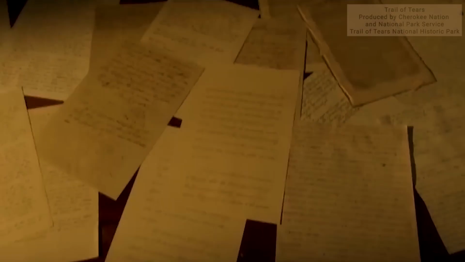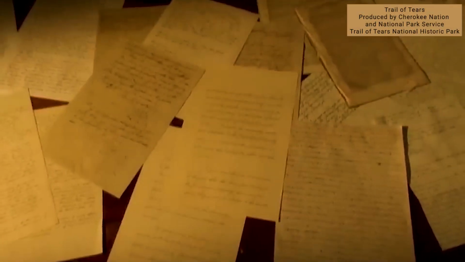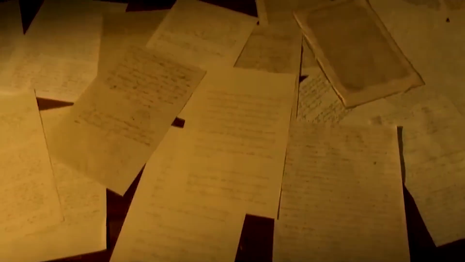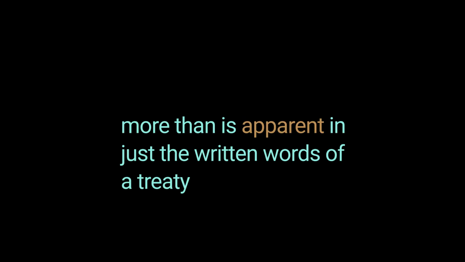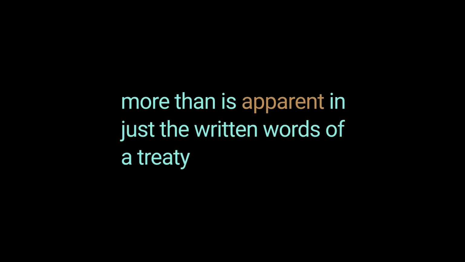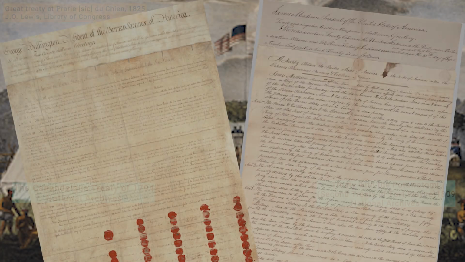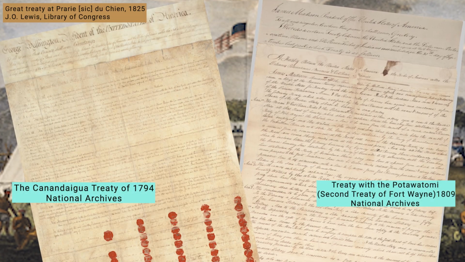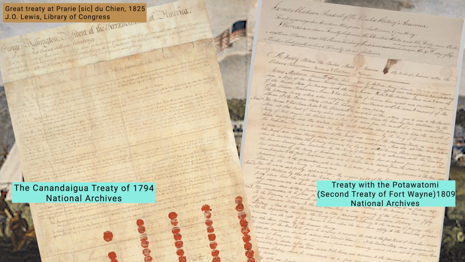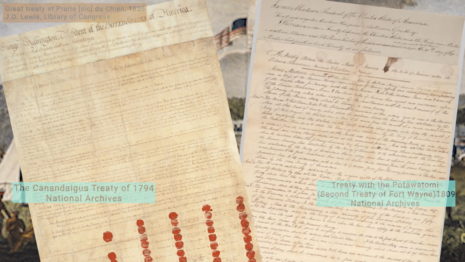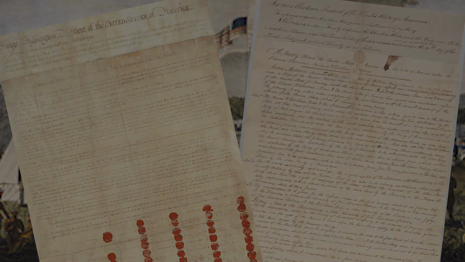The terms of these exchanges were laid out in the treaty, but as we'll talk about in this episode, the rights that some tribes kept or were given include more than is apparent in just the written words of a treaty. Sometimes we have to look at what was not said to fully understand the rights that tribes hold under their treaties, what was reserved by the tribes.